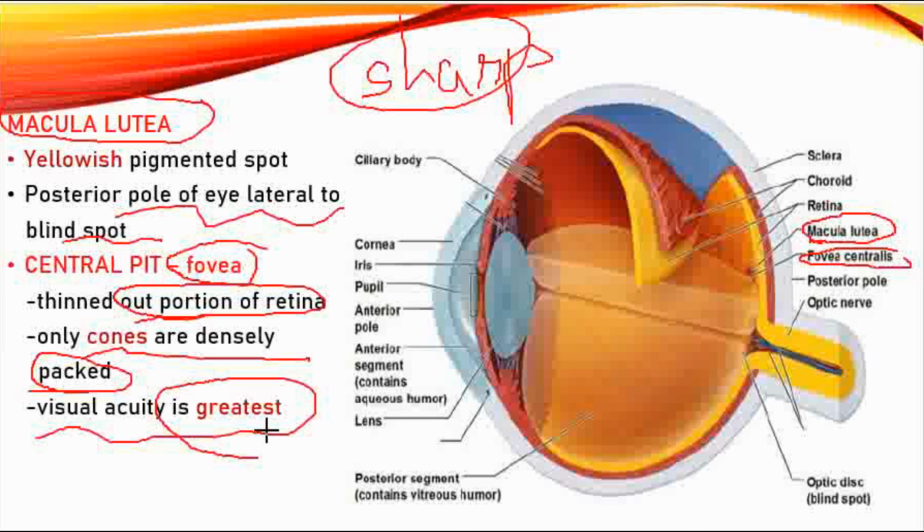Visual acuity means the ability to detect fine details with the eye. So at this place visual acuity is greatest. The rest of the parts, you know the optic nerve, you can see the optic disc, this portion, the blind spot. This is the optic disc.